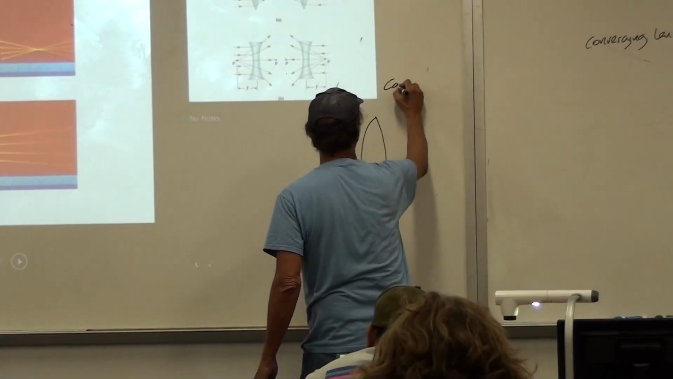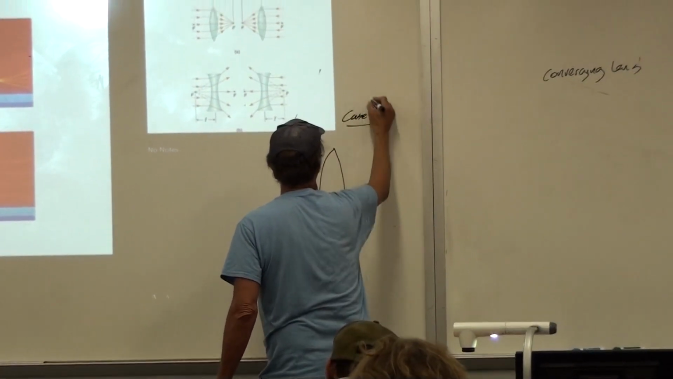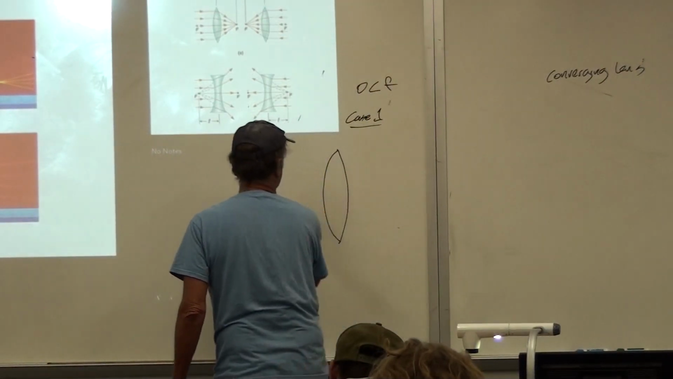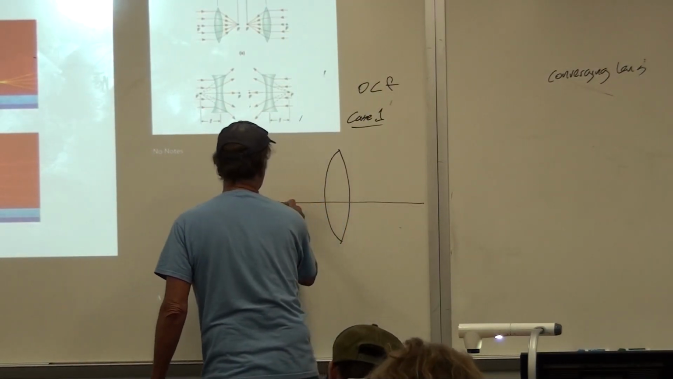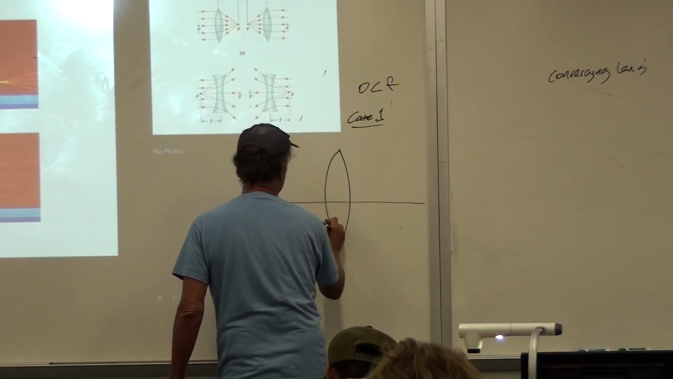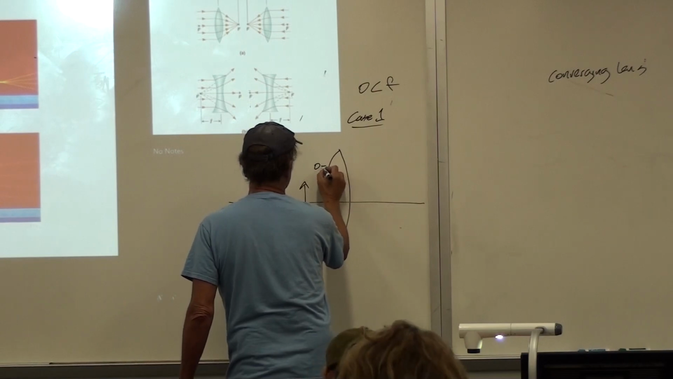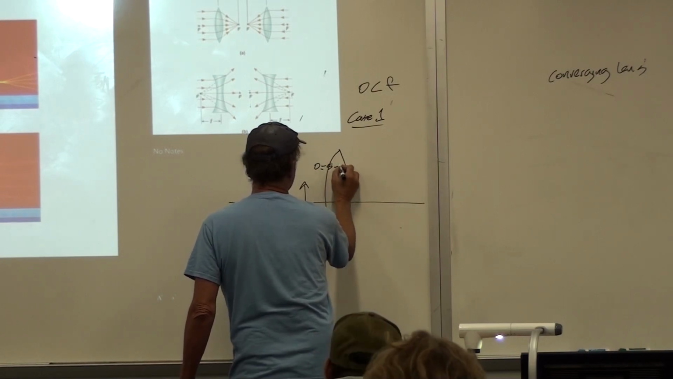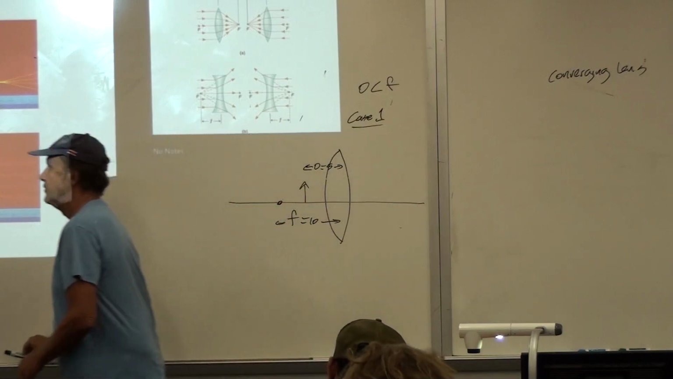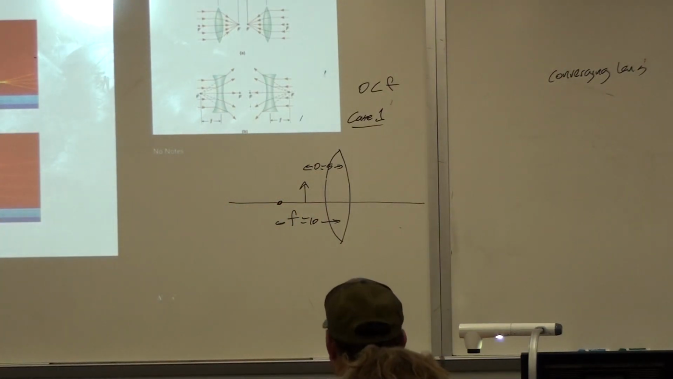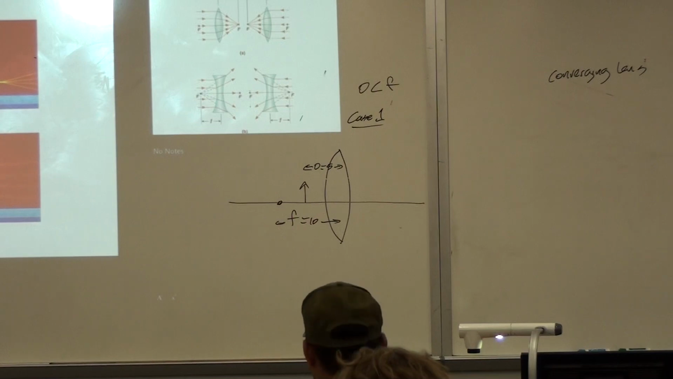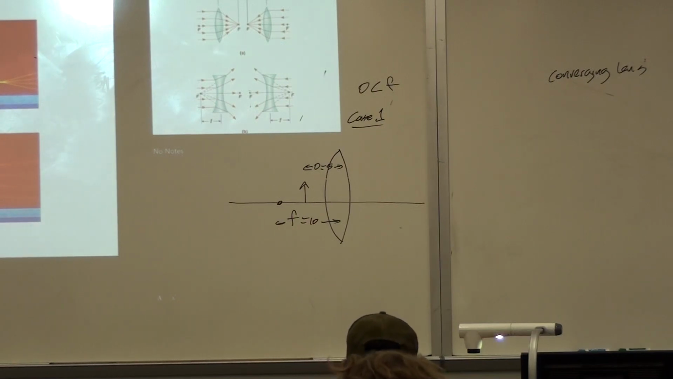Here, let's try a case 1 situation where O is less than F. That's the kind of thing we were doing before. Let's say F here is equal to 10, and O is equal to 5. So that's from the center of the lens. Okay, so that's just kind of a lens here.